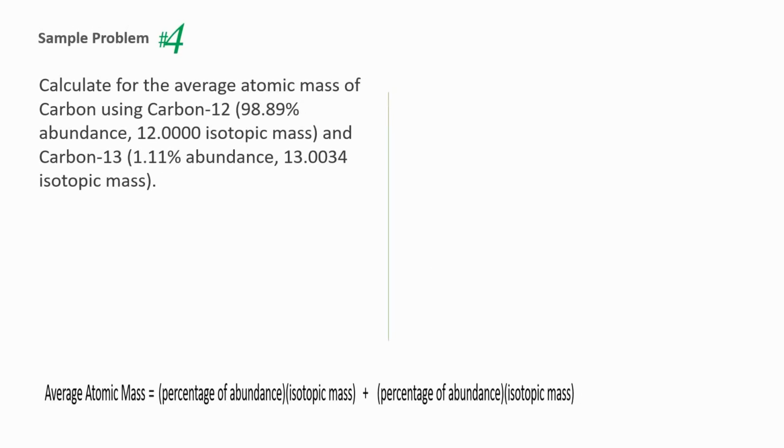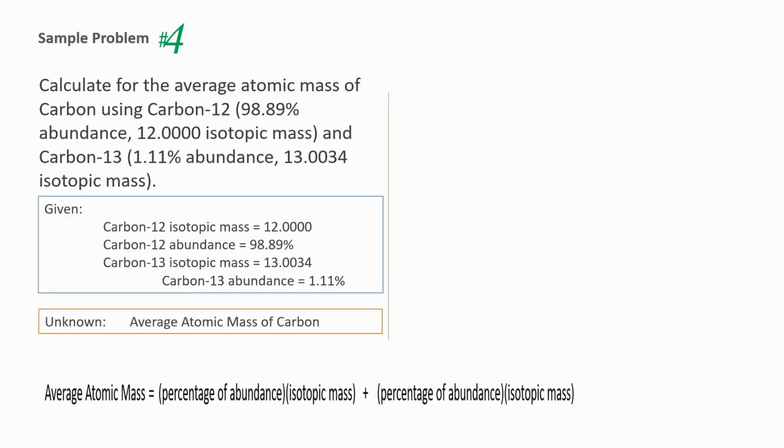Remember the following. Average atomic mass is equal to the percentage of abundance tapos yung isotopic mass. So, yung percentage of abundance is usually given, such as in this problem. Tapos yung isotopic mass is also going to be given. And then you're going to multiply them, tapos you get the sum, and you'll get the average atomic mass. So in this problem, we're asked to solve for the average atomic mass of carbon by just using carbon-12, which is 98.89% abundant, and it has 12.0000 isotopic mass, and then carbon-13, which is only 1.11% in abundance, and it has that isotopic mass. So those are our givens, and then our unknown is the average atomic mass of carbon.